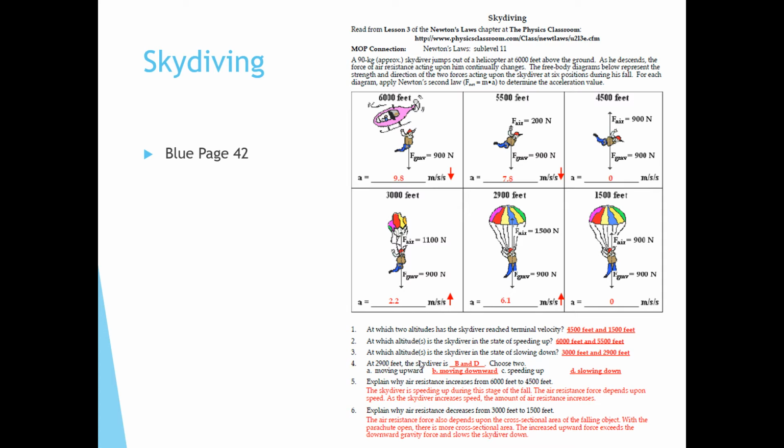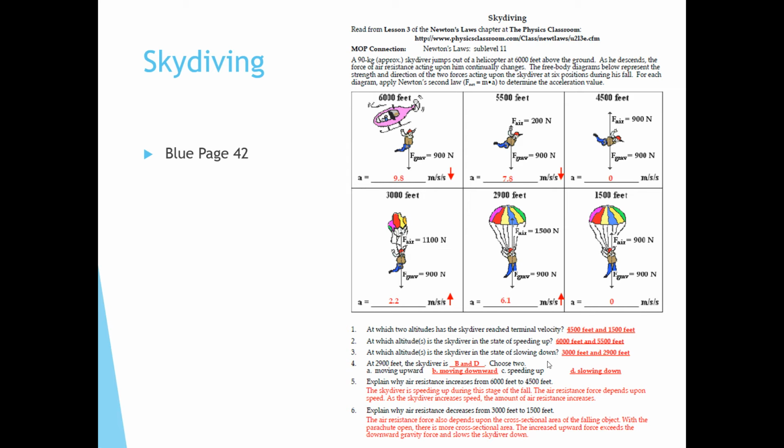Number 4, at 2,900 feet, the skydiver is blank. Is he moving upward, moving downward, and speeding up? So at 2,900 feet, he is both moving downward and he's slowing down. So he is moving downward, he is slowing down.